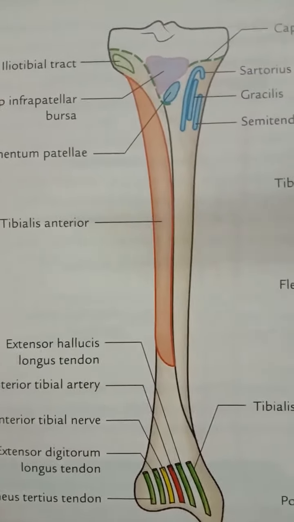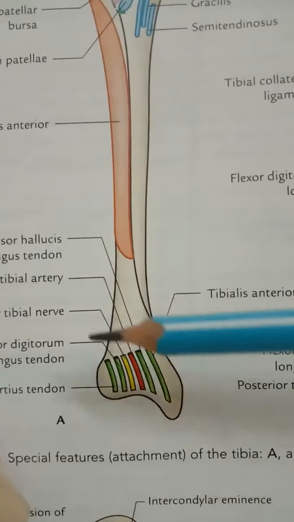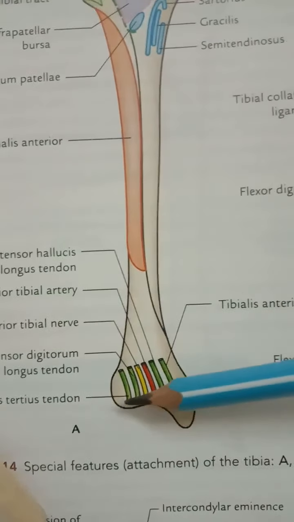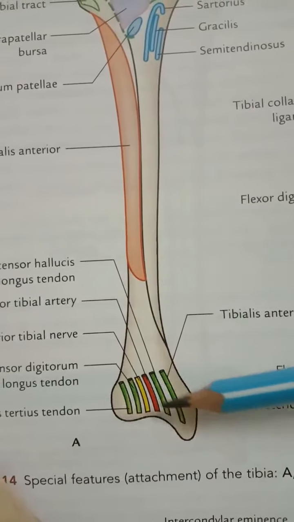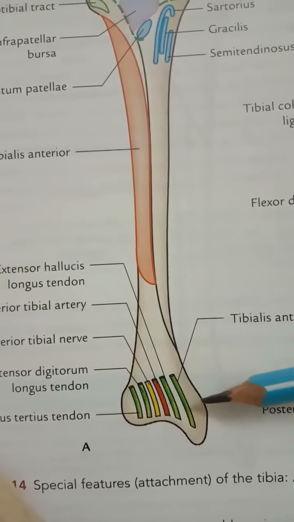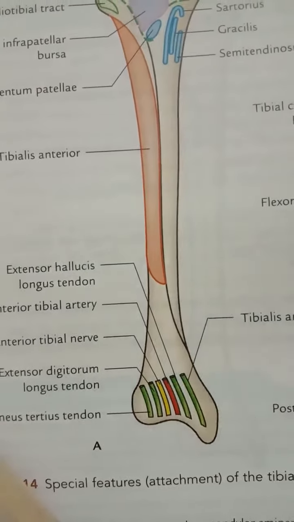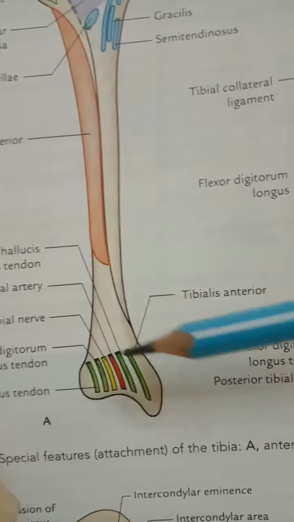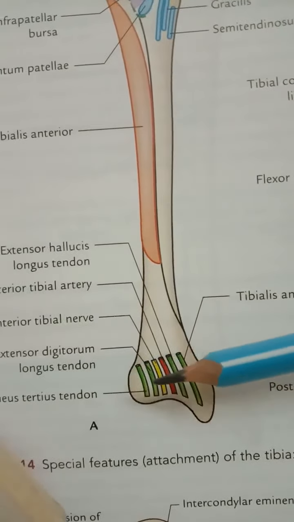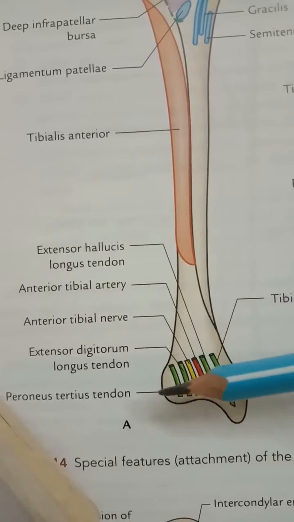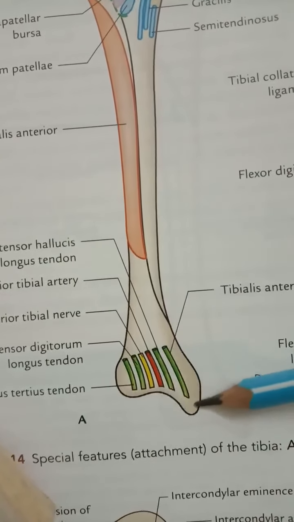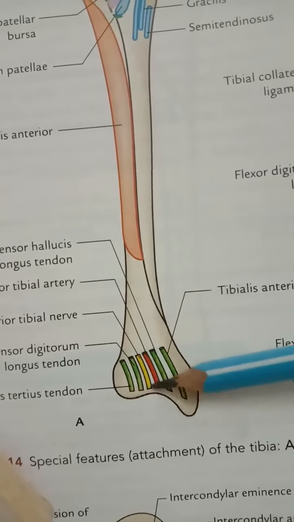Then the capsular ligament of the ankle joint. So this one. It is attached to the lower end along the margin of the articular surface, and the deltoid ligament of the ankle joint is attached to the lower border of the medial malleolus. So this one.